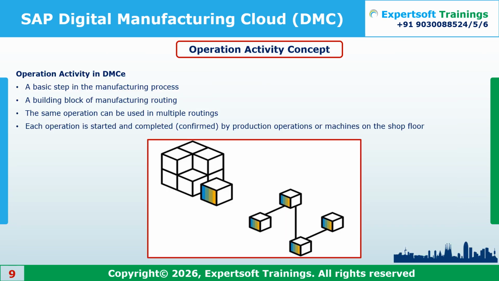Okay. And then the operation activity concept. So basically, as we already know, I hope you must have seen the routing or recipe from your experience point of view. So in DMC also we have the same thing, that is the operation activity. So the basic step in the manufacturing process is the sequence of activities that we need to perform for the production of a specific product, that is the operation activity. So it is a sequential step of activities that we need to perform for the production. Okay.